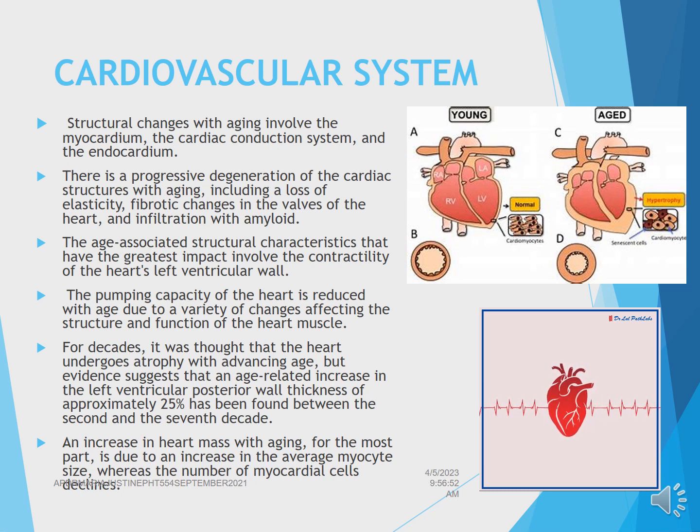For decades, it was thought that the heart undergoes atrophy with advancing age, but evidence suggests that an age-related increase in the left ventricular posterior wall thickness of approximately 25% has been found between the second and the seventh decade. An increase in the heart mass with aging, for the most part, is due to an increase in the average myocyte size, whereas the number of myocardial cells declines.